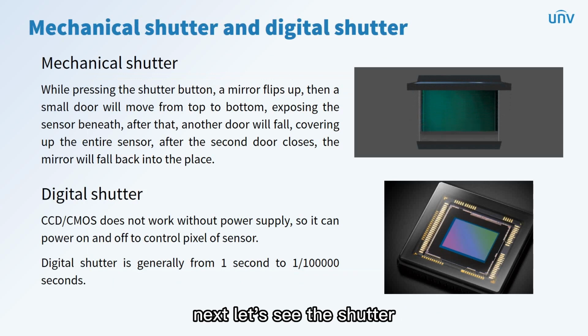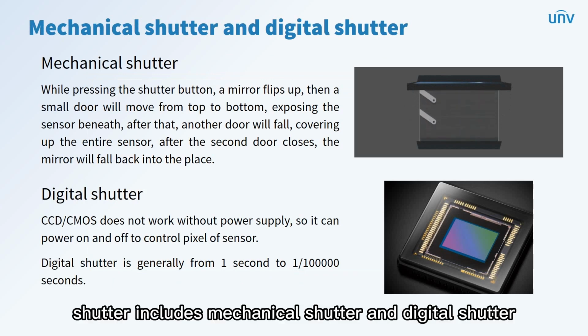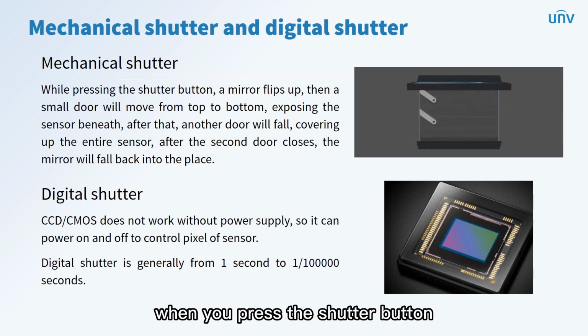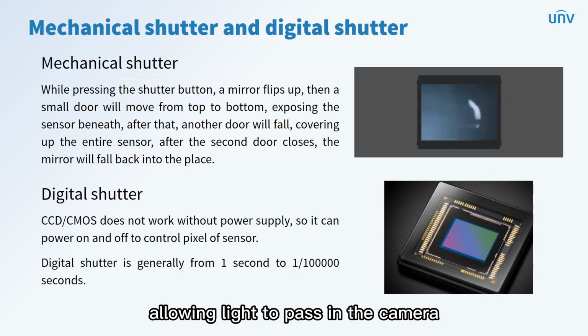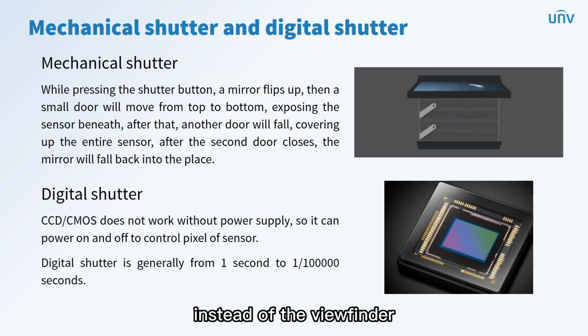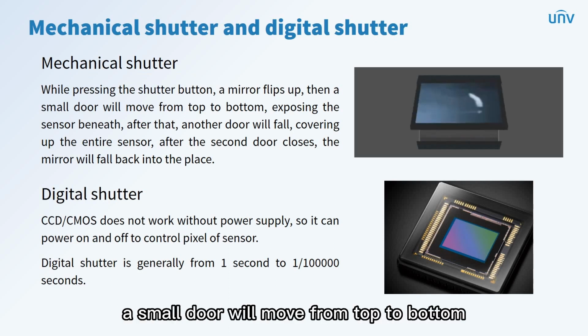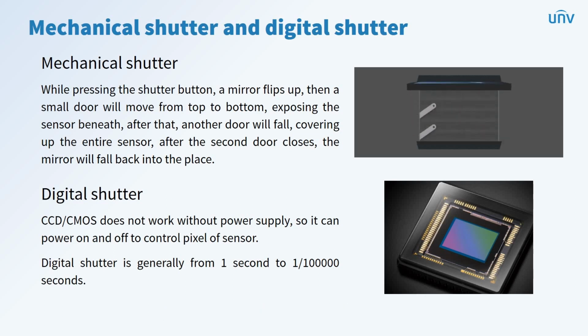Next, let's see the shutter. Shutter includes mechanical shutter and digital shutter. Mechanical has a physical door in front of the lens. When you press the shutter button, a mirror flips up, allowing light to pass into the camera instead of the viewfinder. Once the mirror is flipped upwards, a small door will move from top to bottom, exposing the sensor beneath.